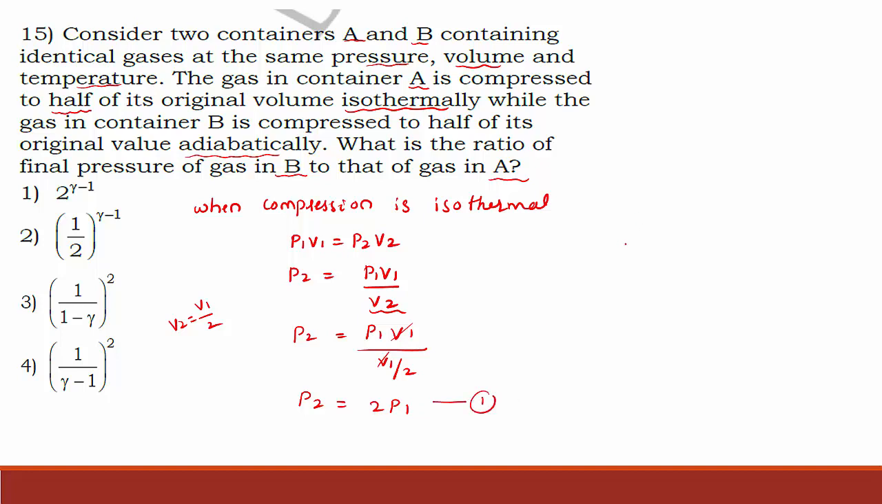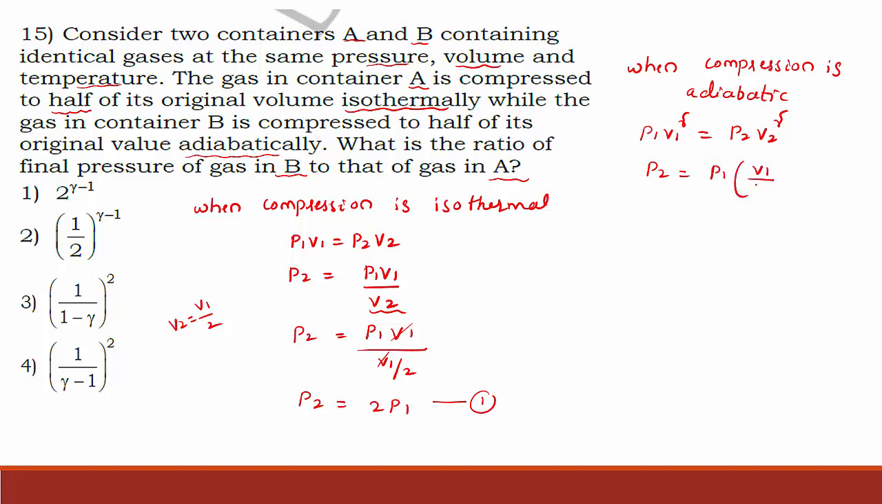Now come to the second container. That means when compression takes place adiabatically, for the container B, then again we have the equation P1 V1 raised to gamma equal to P2 V2 raised to gamma. Or I can write P2 equal to P1, keep as it is, V1 divided by V2 raised to gamma.